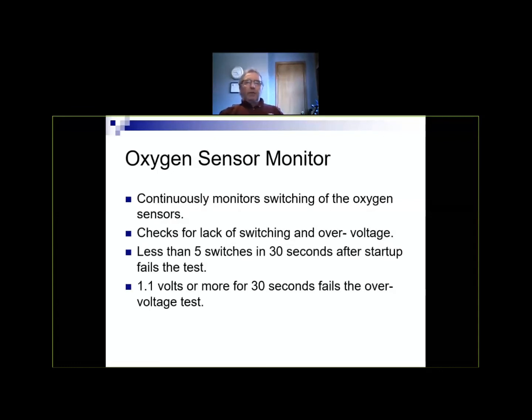Oxygen sensor monitor is another continuous monitor, right? It continuously monitors switching of the oxygen sensors. If it's not switching or it's not switching frequently enough, it may flag an oxygen sensor code. Something we used to call a lazy O2, where the voltage would vary enough, right? So it would go above and below that half a volt or that 455 millivolt number, but it would do it really slowly.